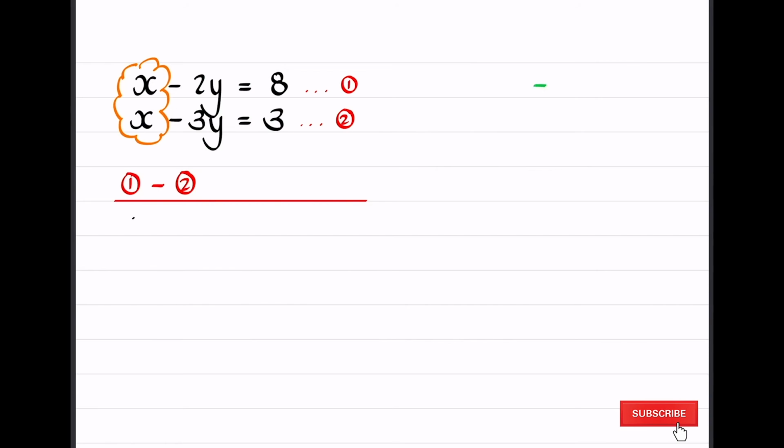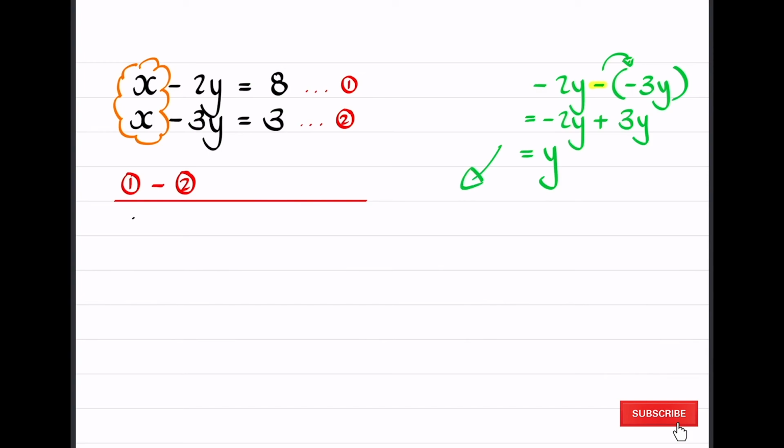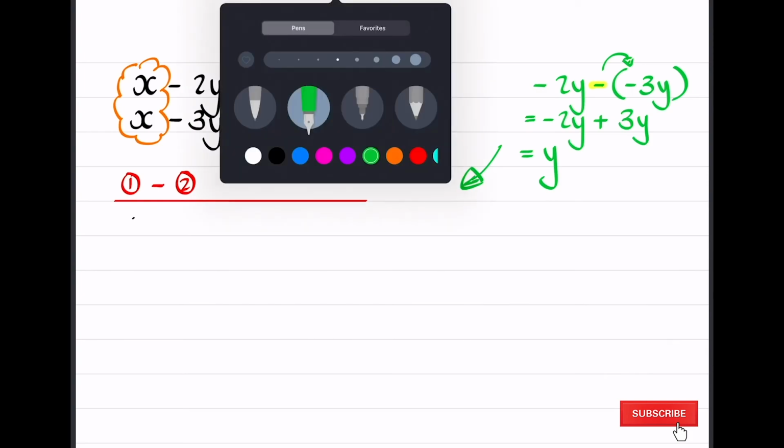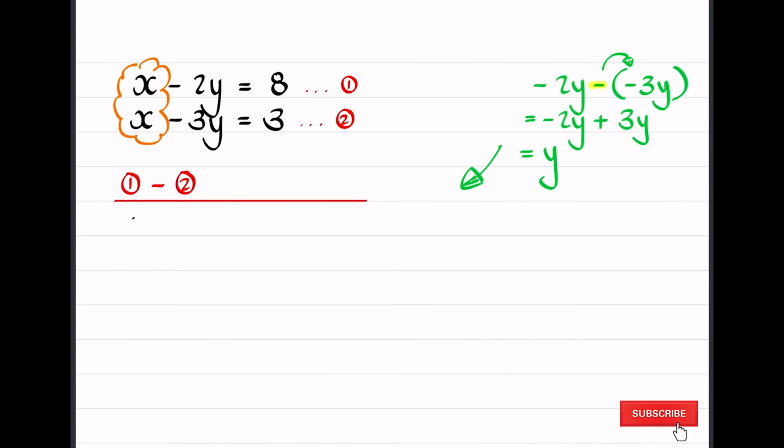But then I have minus 2y minus negative 3y, right? Because I'm subtracting the equations from each other. So that would give me minus 2y. This negative would jump into the bracket and it would create a positive 3y. So I'd actually have minus 2y plus 3y, which gives me my y. So I just wanted to show you where that was coming from. So I have minus 2y minus negative 3y, which is the same as minus 2y plus 3y, which is y, equal to 8 minus 3, which is 5.